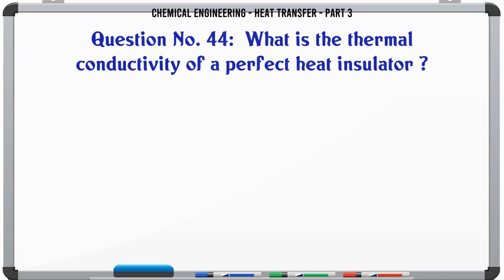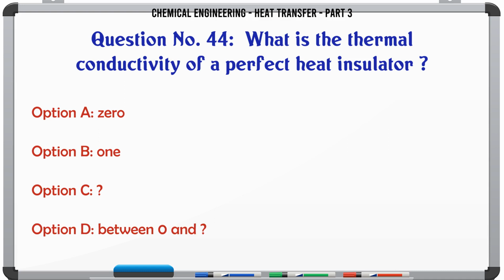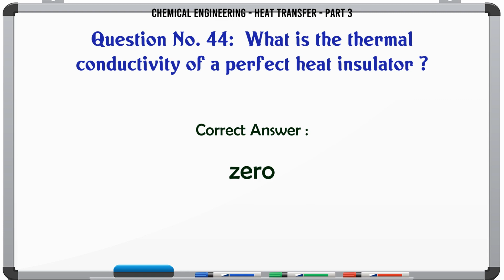What is the thermal conductivity of a perfect heat insulator? A. 0, B. 1, C. infinity, D. between 0 and 1. The correct answer is 0.